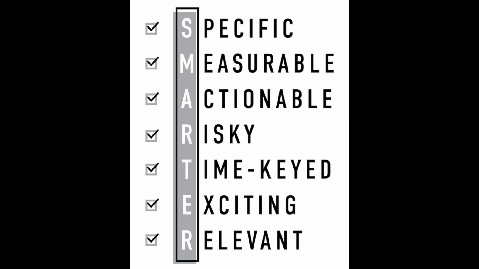We've gone through each specific part of what a smarter goal is. That is, it needs to be specific, it needs to be measurable, it needs to be action oriented, it needs to be risky, it needs to be time based, it needs to be exciting, and it needs to be relevant. So I wanted to leave you with two tips today on how to put this into practice.